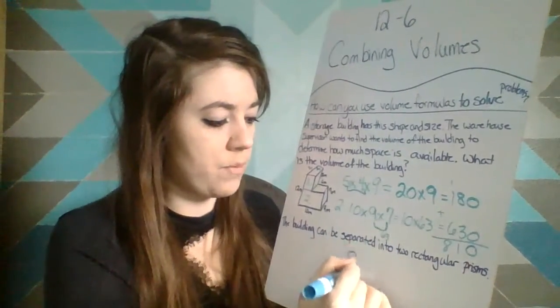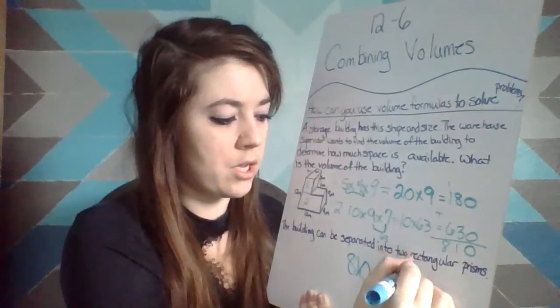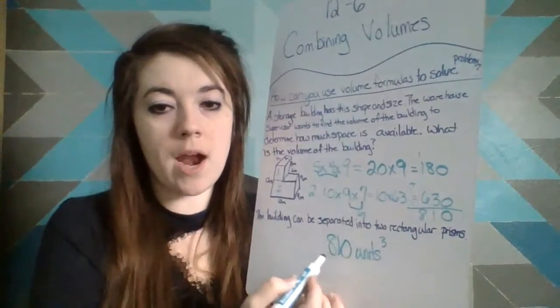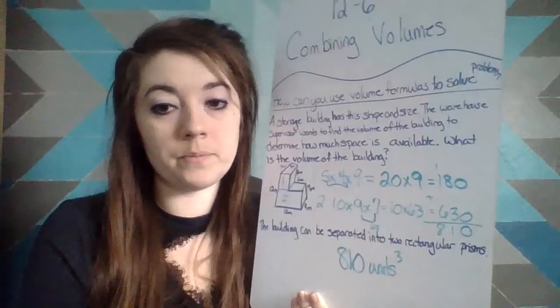So our volume is 810 units cubed. Remember, always have a label on there. When we're combining, you're going to be adding these volumes together.